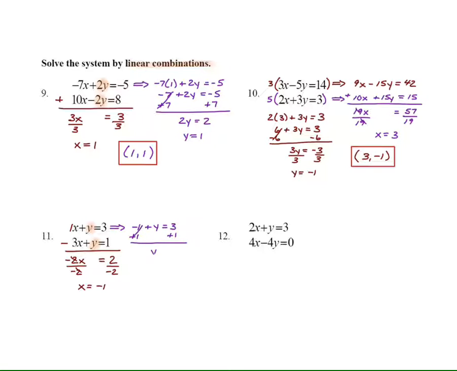Add 1 to both sides, and I get y is 4. So my answer is the ordered pair negative 1, 4. That's solving by linear combinations.